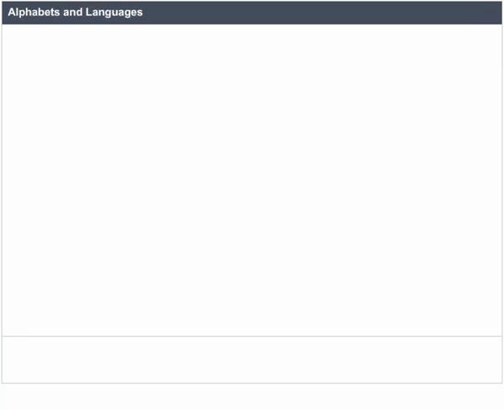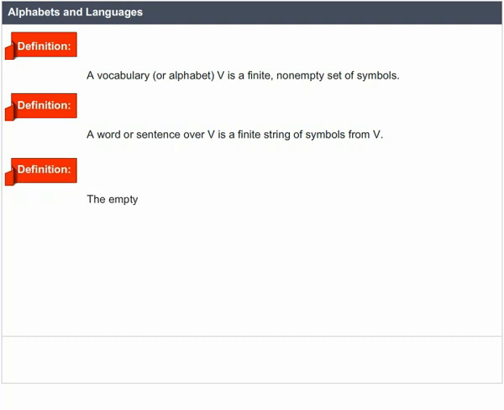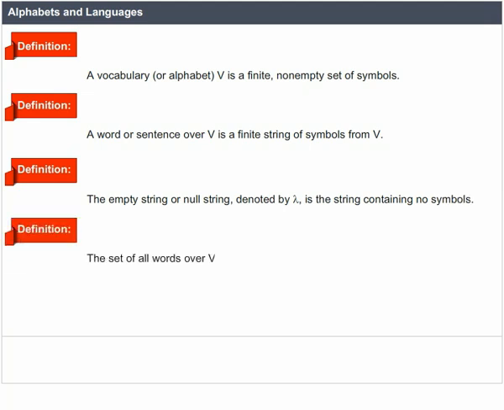Alphabets and languages. Definition. A vocabulary or alphabet V is a finite, non-empty set of symbols. A word or sentence over V is a finite string of symbols from V. The empty string or null string, denoted by lambda, is a string containing no symbols. The set of all words over V is denoted by V star. A language over V is a subset of V star.